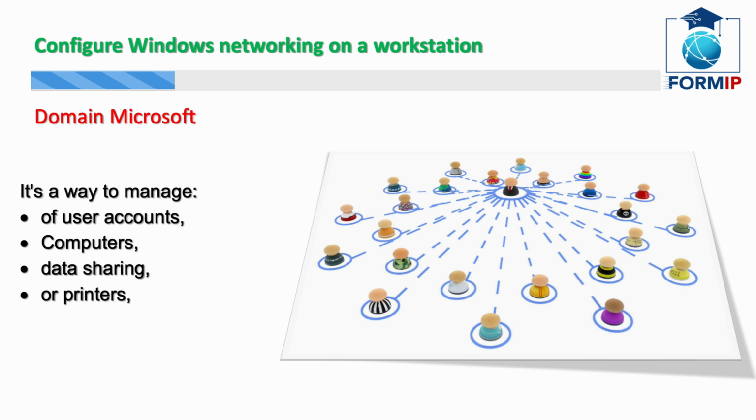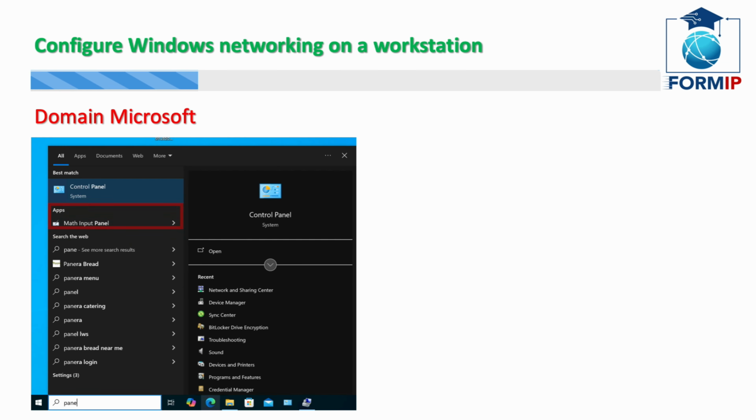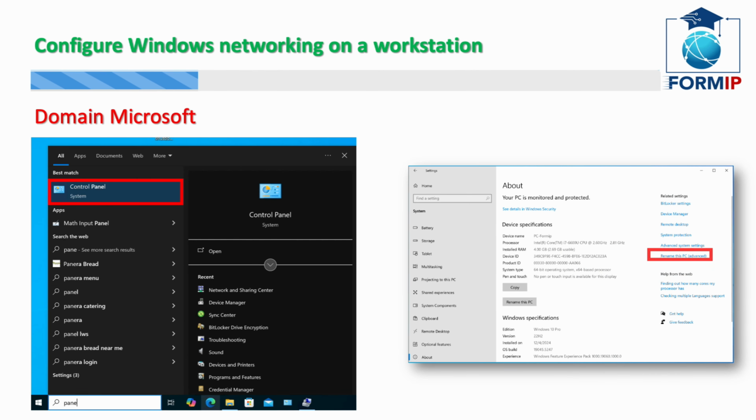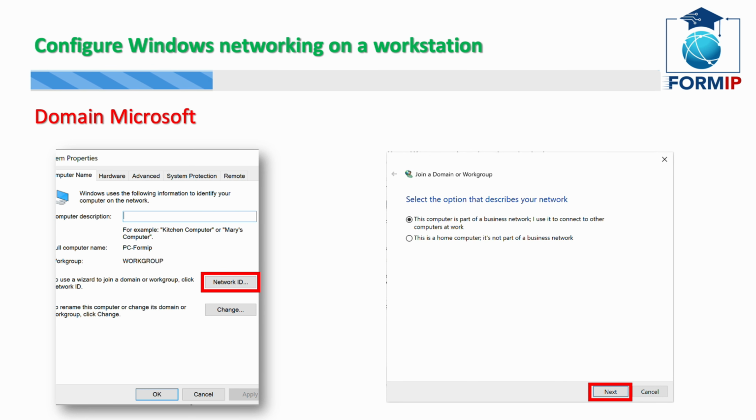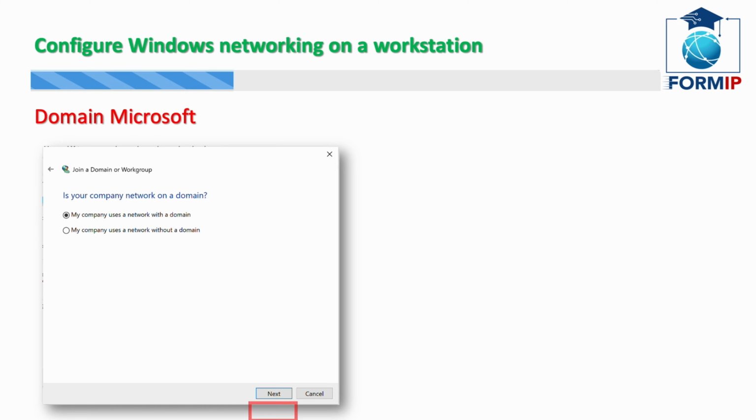Now let's look at how to join a domain. To get started, click on the Start menu and type in System. Open the Control Panel. Next, open the Advanced System Settings. Then in System Properties, open the Computer Name tab and click on Network ID. Select that this computer belongs to a corporate network checkbox, then click Next.